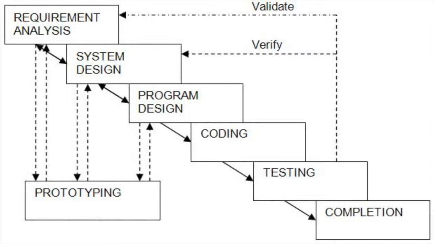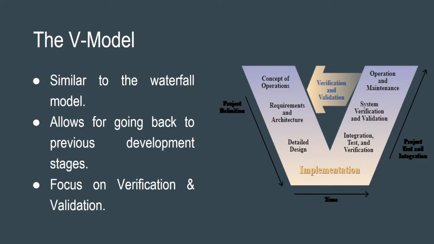It's pretty similar to the one before, except that we now add the prototype into the picture, and we see how it goes back and forth within all the different stages of the software engineering process. A slight variation of the waterfall model is the V model. The main difference between the two is that the V model allows us to go back to previous stages during the testing phases, also known as V&V, verification and validation. This is the main focus of this model.